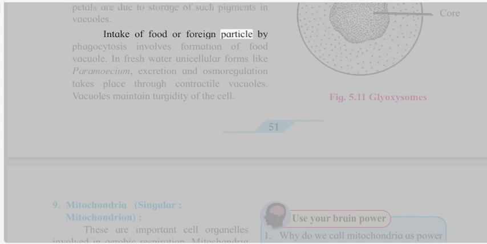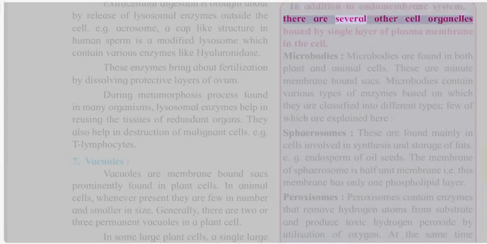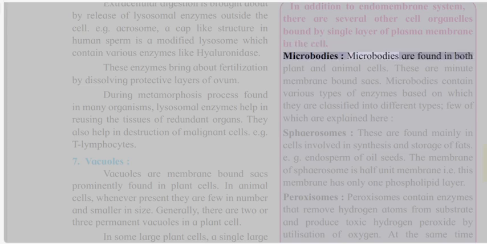Intake of food or foreign particles by phagocytosis involves formation of a food vacuole. In freshwater unicellular forms like paramecium, excretion and osmoregulation take place through contractile vacuoles. Vacuoles maintain turgidity of the cell. In addition to the endomembrane system, there are several other cell organelles bound by a single layer of plasma membrane in the cell. Microbodies. Microbodies are found in both plant and animal cells. These are minute membrane-bound sacs. Microbodies contain various types of enzymes, based on which they are classified into different types, a few of which are explained here.